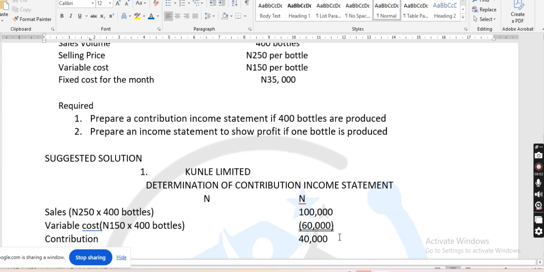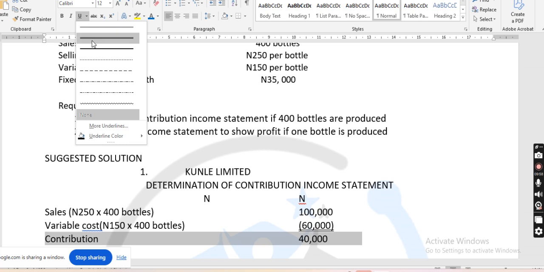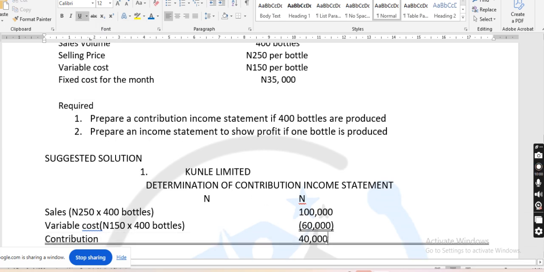It's as simple as ABC. And this is your what? Your contribution class. Now, that is what the question requires. Contribution income statement.